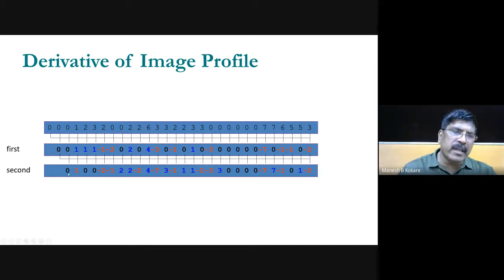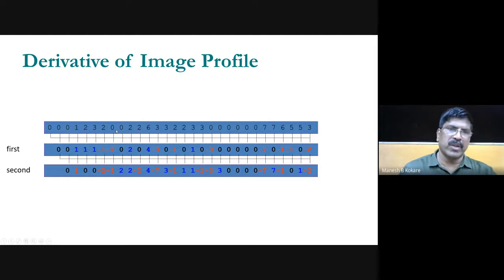Again, for taking the second derivative, we have to take the derivative of the first derivative. So 0 minus 0, that is 0. 1 minus 0, that is 1. 1 minus 1, 0. 1 minus 1, 0. Then minus 1 minus 1, that is equal to minus 2. Minus 2 minus 1, that is equal to minus 1, and so on. So like that, here minus 2 minus 0 is equal to minus 2. So you got this second derivative of the given edge profile, and this is the first derivative of the given edge profile, and so on.